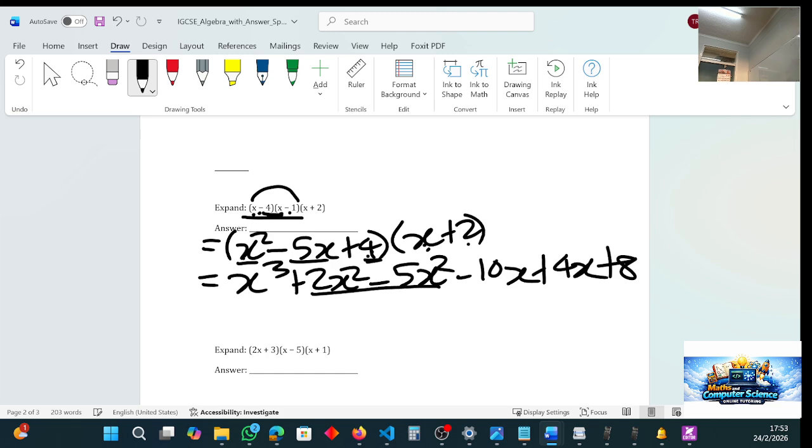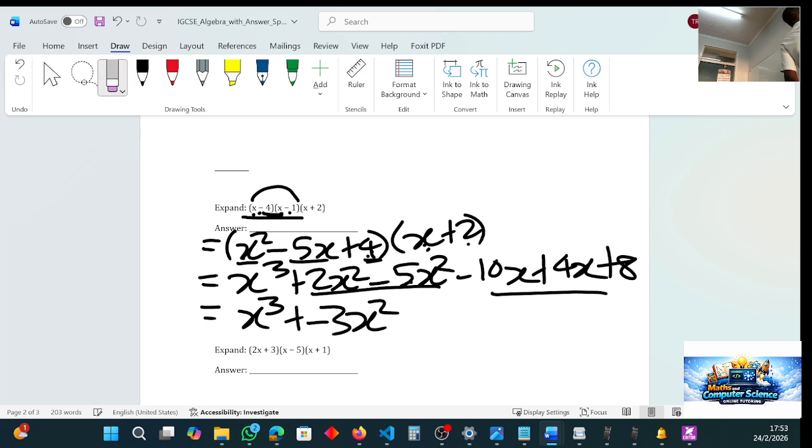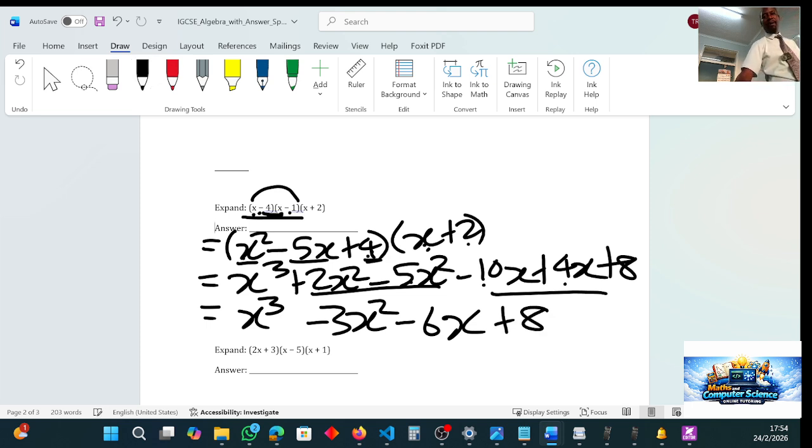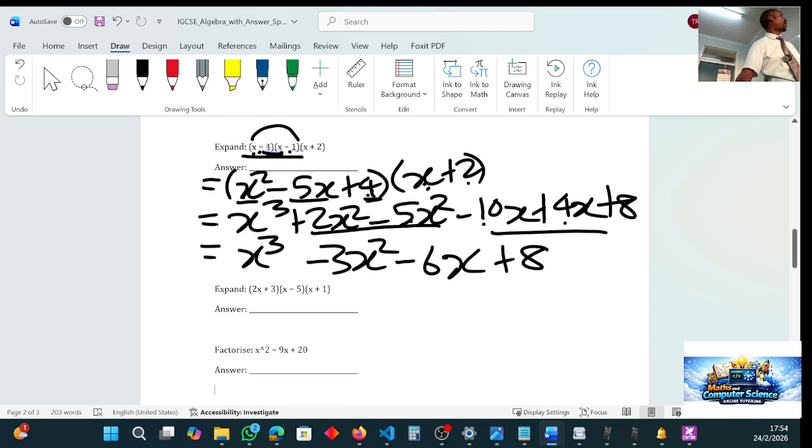Now I'm on the like parts which I want to simplify. So my final step is going to be x cubed plus, as usual, the like part is x squared. 2 minus 5 gives us negative 3, which will force us to remove this positive, because we know when we have a positive and a negative next to each other, they consolidate to a negative. And then here I have my x, so it's minus 10 plus 4, that's minus 6. And then I have my 8 there. I'm left with the last one on expansion there.